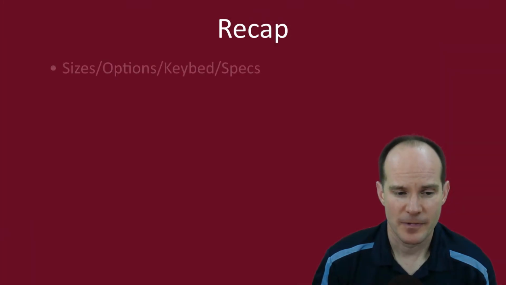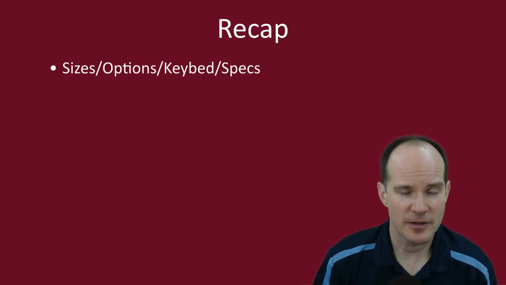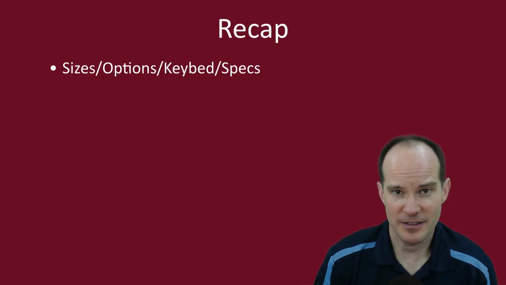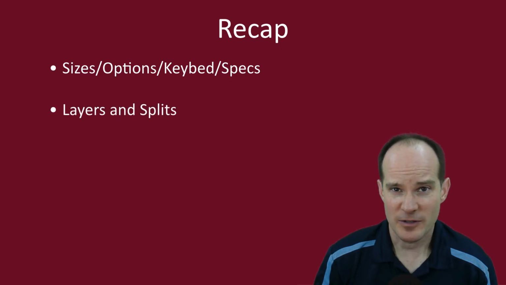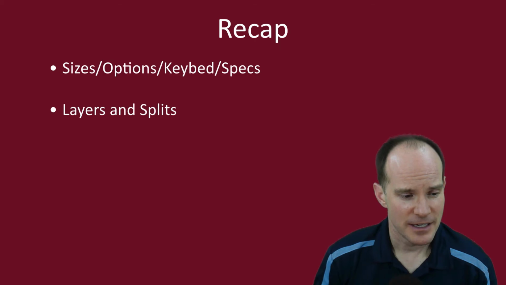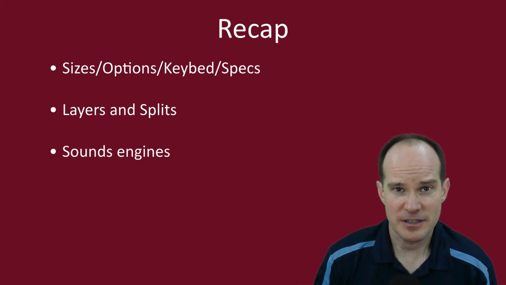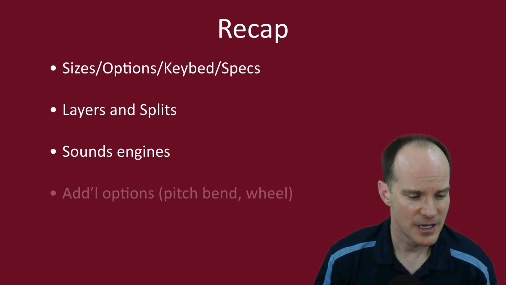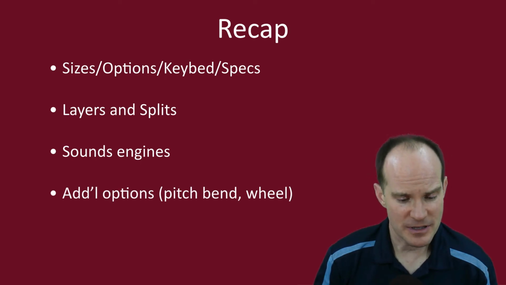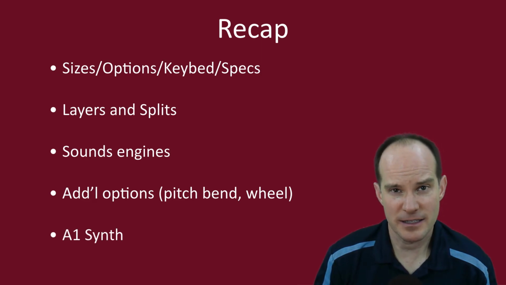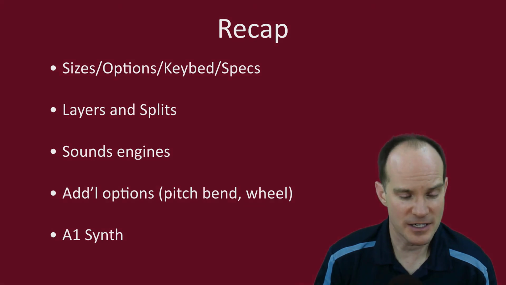Okay, let's recap. Throughout this video series, part 1 through 4, we talked about a lot of different things. We talked about the size of the keyboard, the options, the keybed, the ranges of the keyboards, and how many keys they had, and how that affects you perhaps as a professional musician in the gigs. Talked a lot about the specifications therein. We spent a whole video on layers and splits, essentially, and then we spent a whole other video on the sound engines and the different comparisons between those. We also talked about the additional options and things like that, the pitch bend, the wheel. We talked a little bit about the A1 synth and how that's distinct and individual on the Nord Stage 3.